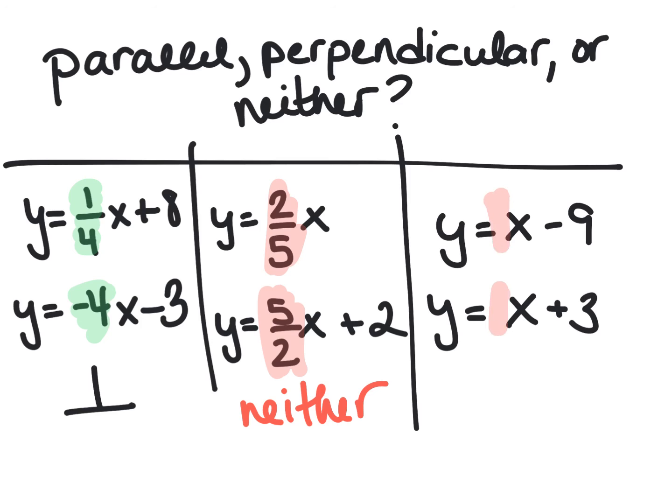Lastly, the slope here, the coefficient is 1. They both have a slope of 1, so these are parallel lines.